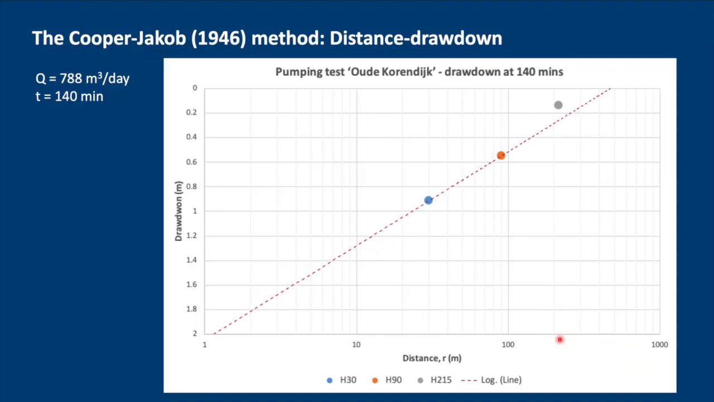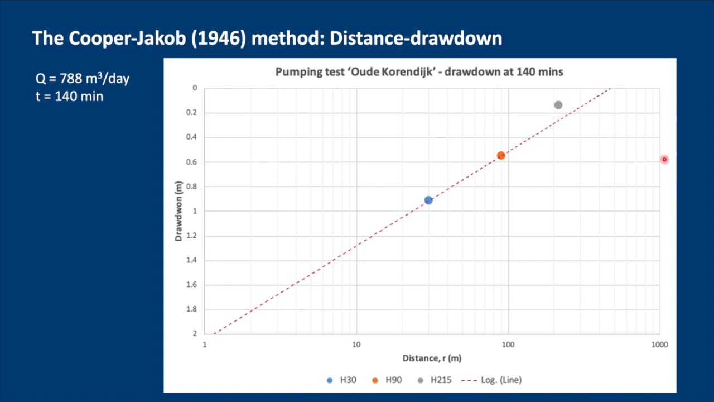Okay, let's have a look at the distance drawdown method. As I mentioned before, we have 3 piezometers at 30, 90 and 215 meters, but in this example, where we are looking at the drawdown after 140 minutes, they don't all plot on a straight line. The reason is that in the furthest away piezometer, u is probably still too high, so it doesn't apply to use the Cooper-Jacob method for this observation well.